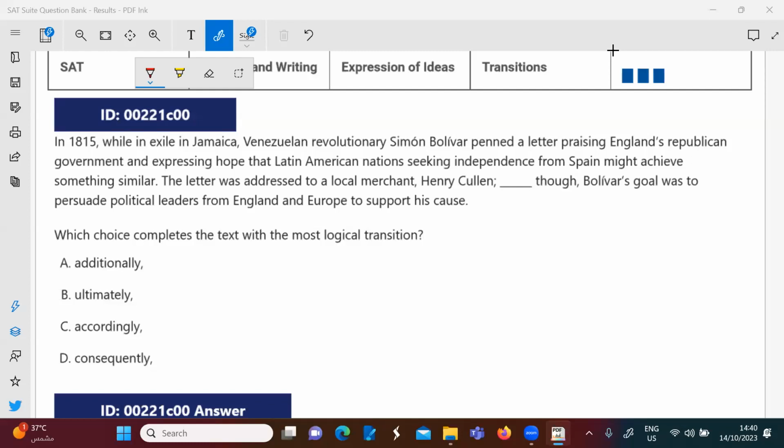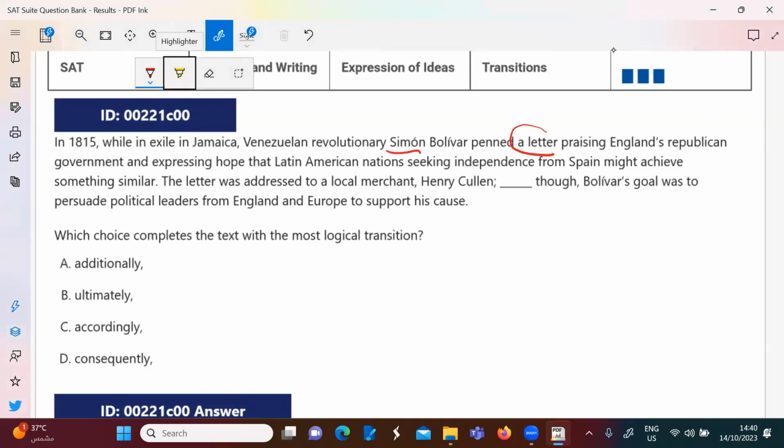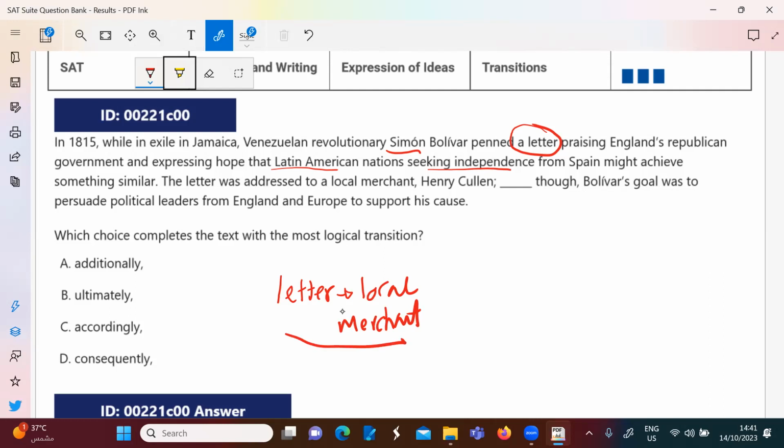Question 3. In 1815, while in exile in Jamaica, Venezuelan revolutionary Simon Bolivar, okay, what did he do? He penned a letter praising England's republican government and expressing hope that Latin American nations seeking independence from Spain might achieve something similar. The letter was addressed to a local merchant. So they handed the letter to a local merchant.